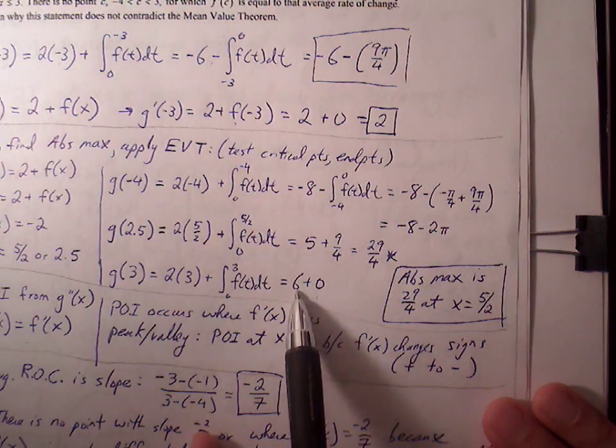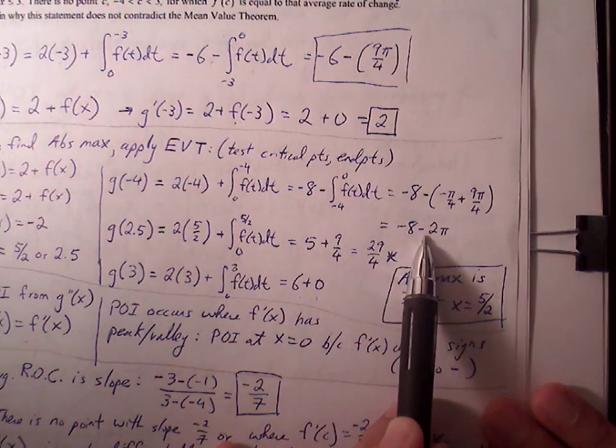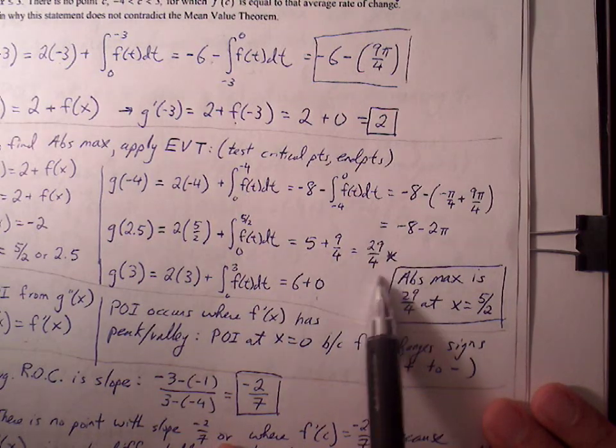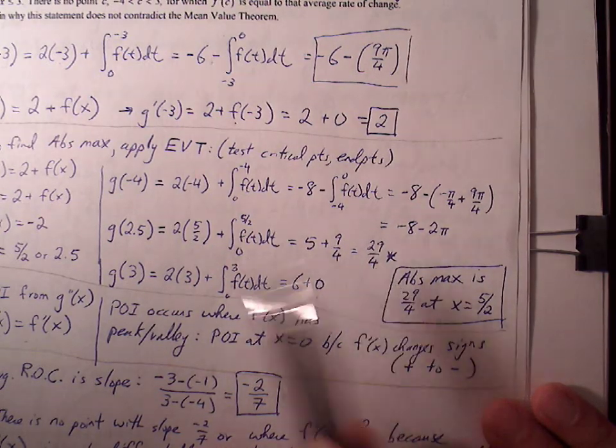And if we compare 6 with 29 over 4 with -8 minus 2 pi, our absolute max is going to be at 29 over 4. That's the largest y value.